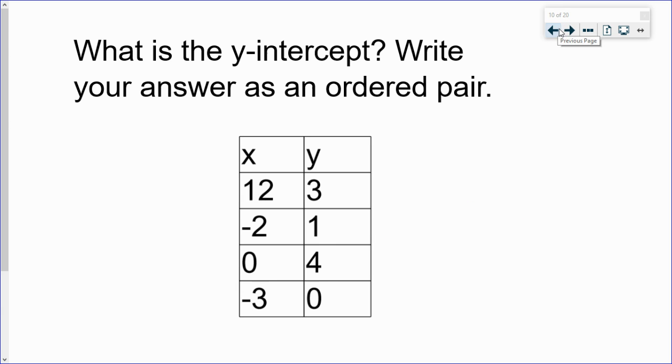To find a y-intercept, we need to look at our y values and pick the one where x is 0. Our y-intercept is 0, 4.